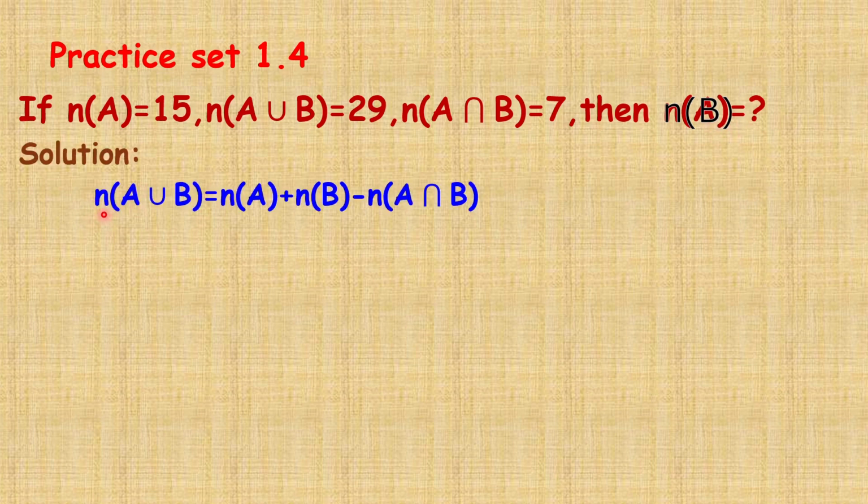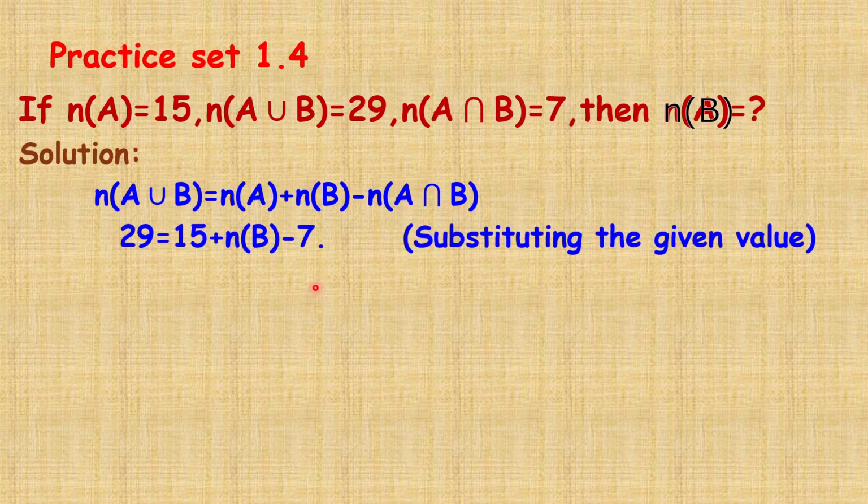We know the number of elements in A union B is equal to the number of elements in set A plus the number of elements in set B minus the number of elements in A intersection B. Substituting the given values, 29 is equal to 15 plus the number of elements in set B minus 7.